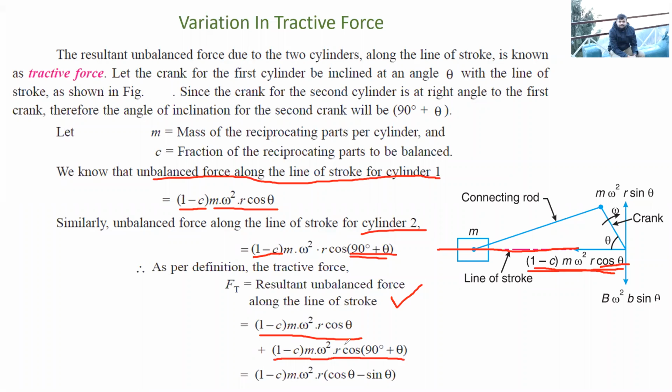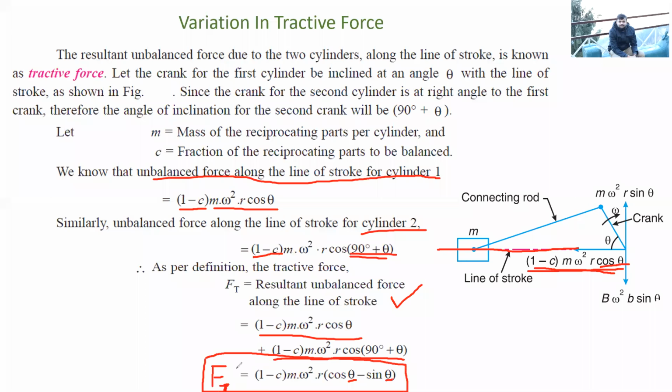Now, you already know that cos (90 plus theta) is equal to minus sin theta. So, this total tractive force, that is Ft, comes out to be (1 minus c) m omega square r (cos theta minus sin theta). All right. So, this is the amount of tractive force which will be produced at any angle theta. You will put the value of theta, and at that position of the crank, you will get the total tractive force. But what we want to do is find out the maximum amount of tractive force.